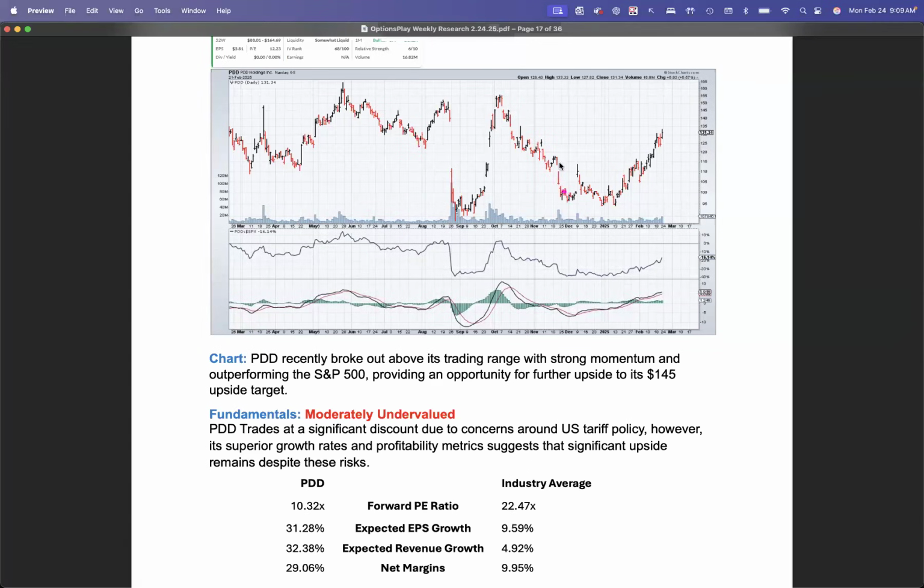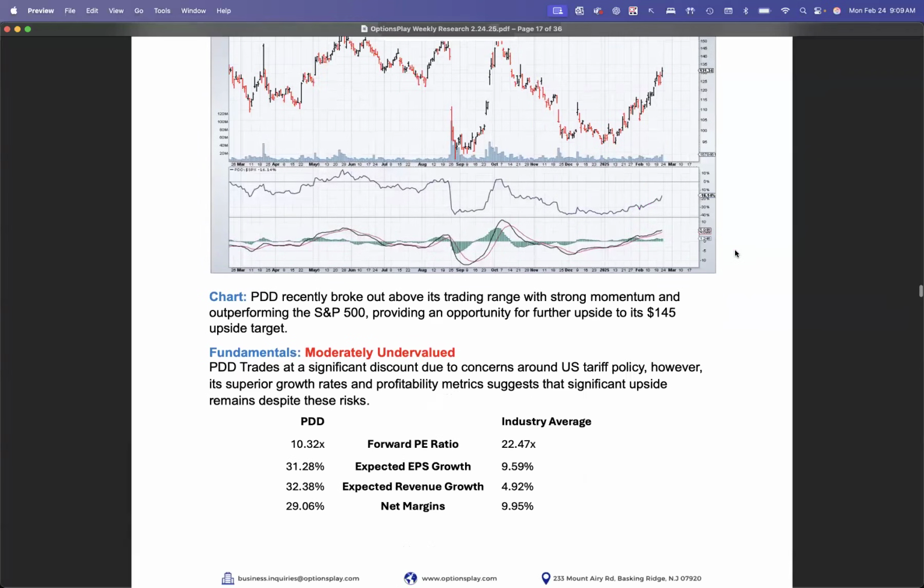And then over, let's say, a 2 month or 3 month time, it has really formed a bit of a bottom and now started to break out here to the upside while outperforming the S&P 500. So from a chart setup perspective, very similar to Alibaba, more so on a daily time frame.